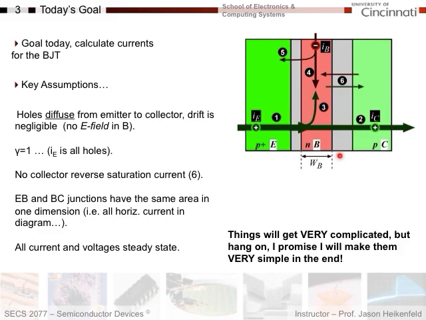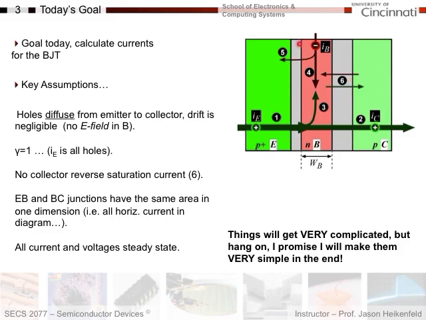we'll see. We will also assume that the emitter injection efficiency is 1. That means the emitter current here is all holes, meaning that this component is so small that we can ignore it. Assume that it's basically all holes, and the number of electrons coming back this way are so small that we'll just keep track of the holes. We will also assume that we can neglect the reverse saturation current for the collector. Reverse saturation currents are really small, so this base collector reverse saturation current, not even going to worry about it. And we're going to assume that our area is the same in one dimension here.